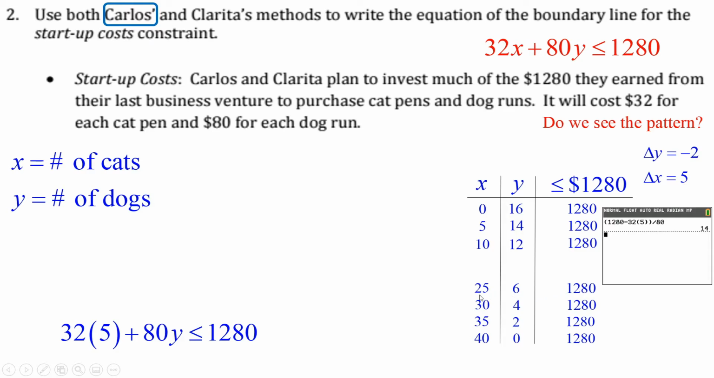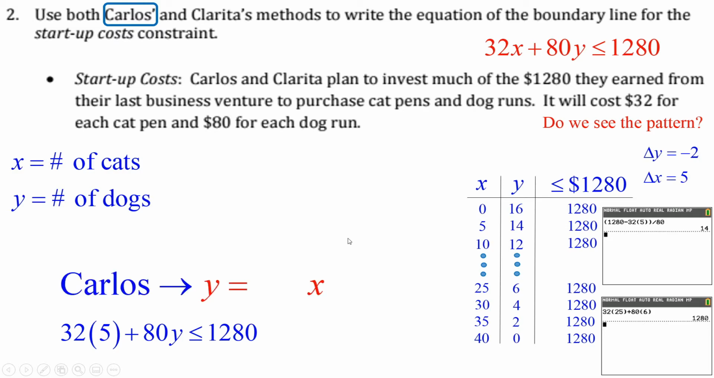All right, let's check this last point right here, because if this ordered pair right here works, I can guarantee every other one has to work. So I just went to my calculator again, and I went 32 times my x, 25, plus 80 times my y, 6, and look what I got, 1,280. So this is perfect right here. And there's Carlos's method. Now, how can he come up with the equation of the boundary line just looking at this table right here?